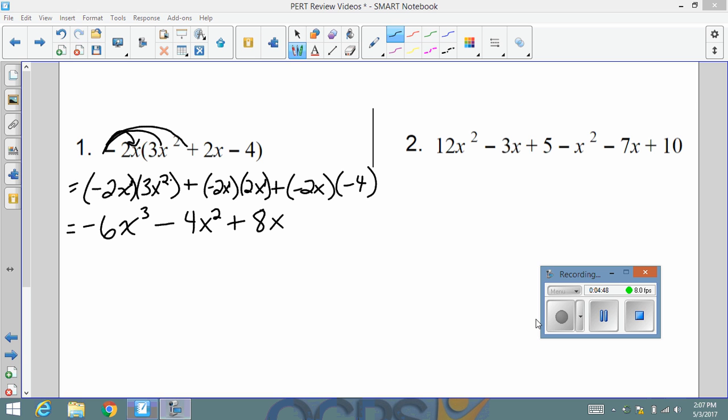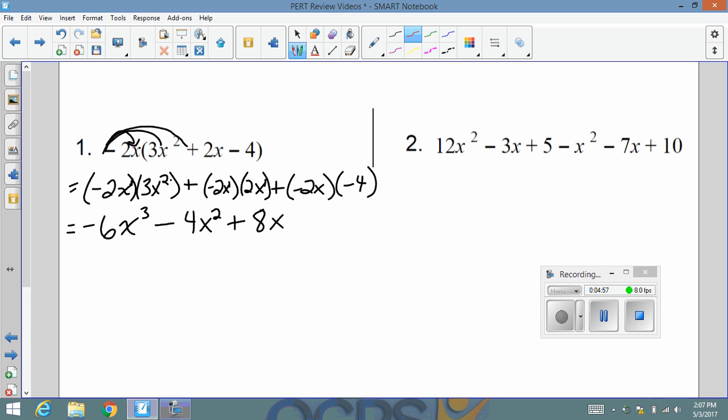We do not have anything to distribute. And I know I don't have anything to distribute because I do not have parentheses. That's the key. So I'm going to start by talking about where my like terms are. So my 12x squared and my negative x squared, those both have an x squared. So those are like terms. My negative 3x and negative 7x are like terms. And then my 5 and my 10 are both constants. So they are like terms.